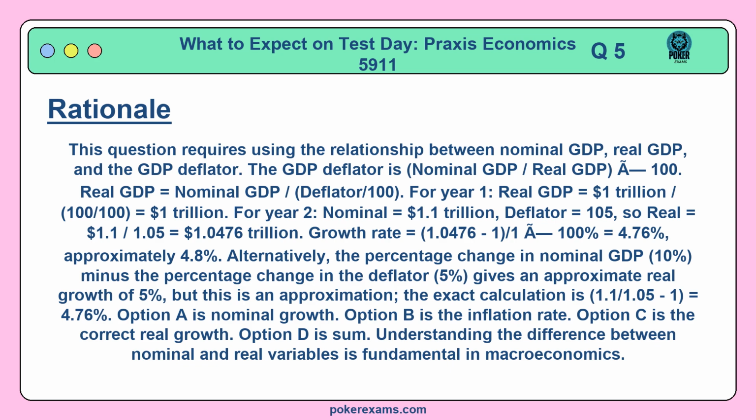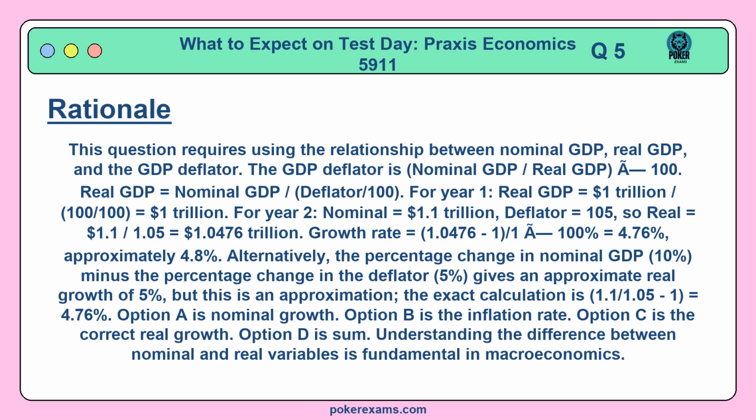Growth rate equals (1.0476 minus 1) divided by 1 × 100% equals 4.76%, approximately 4.8%. Alternatively, the percentage change in nominal GDP, 10%, minus the percentage change in the deflator, 5%, gives an approximate real growth of 5%, but this is an approximation. The exact calculation is 1.1 / 1.05 equals 4.76%.